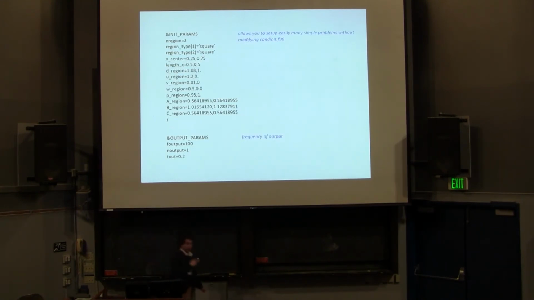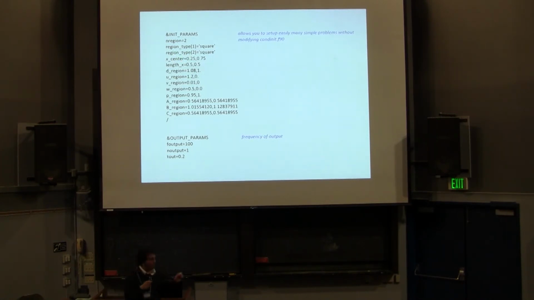Okay, then this init_params allows you to define a lot of problems directly from the namelist without modifying the code. So here, what is set up is one of the problems I will describe later. So it's a one-dimensional MHD shock tube. So you see you specify two regions in your flow. The geometry would be simple, a square. In 1D, it's just a segment.